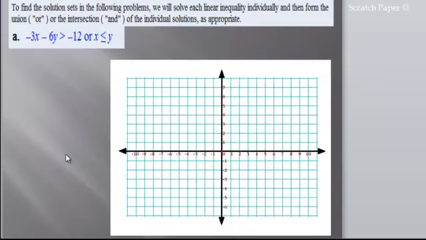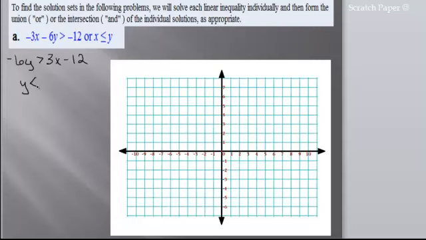Looking at an example, to find the solution sets in the following problems, we will solve each linear inequality individually and then form the union or the intersection of the individual solutions as appropriate. So what we want to do here is solve this just like we did in part 1 of this video. We want to solve it for y. So we're going to add 3x to both sides. We'll end up with negative 6y is greater than 3x minus 12. Then divide everything by negative 6.